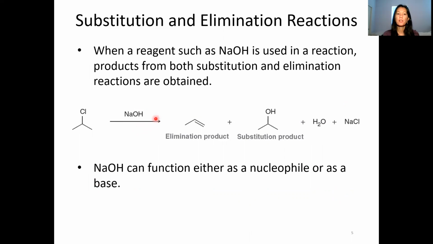So for example, if I use sodium hydroxide, that can act as both a base and a nucleophile. If I have the secondary alkyl chloride, I could get the elimination product, or I could get the substitution product. So this is where it gets tricky. Sometimes you get both. Sometimes you can modify the substrate or the nucleophile to give you one or the other.